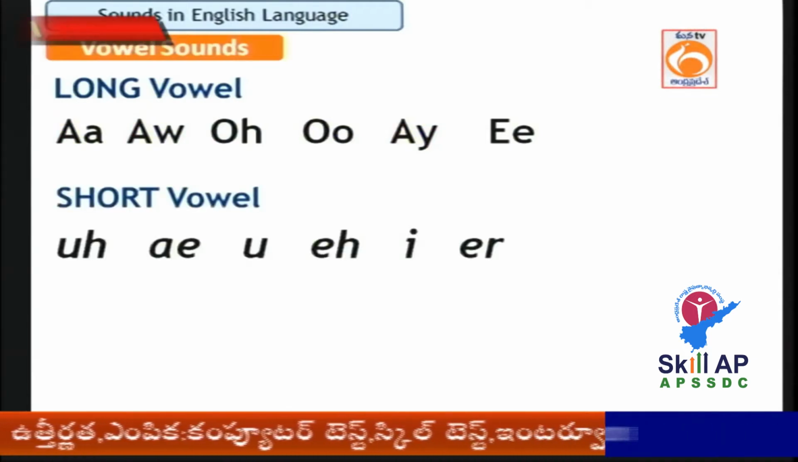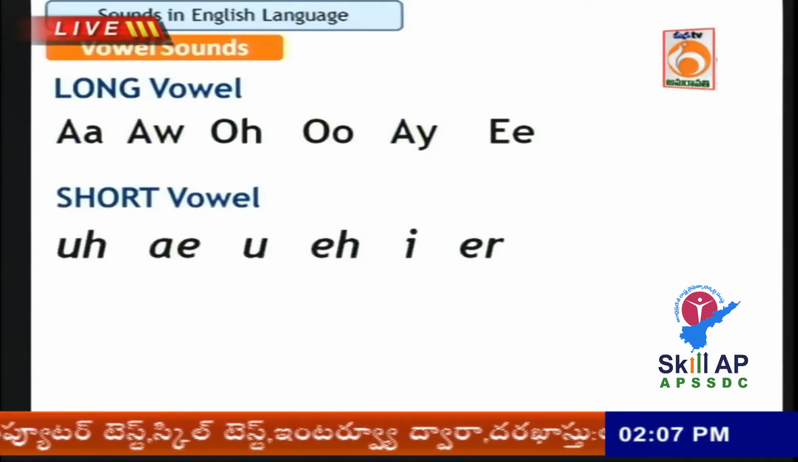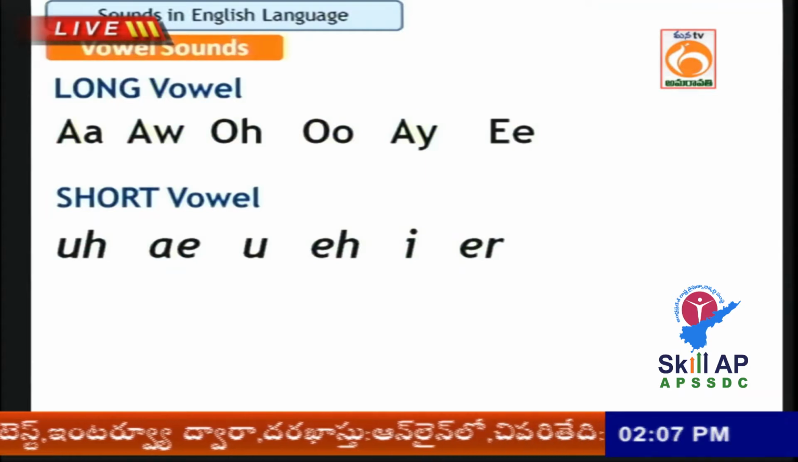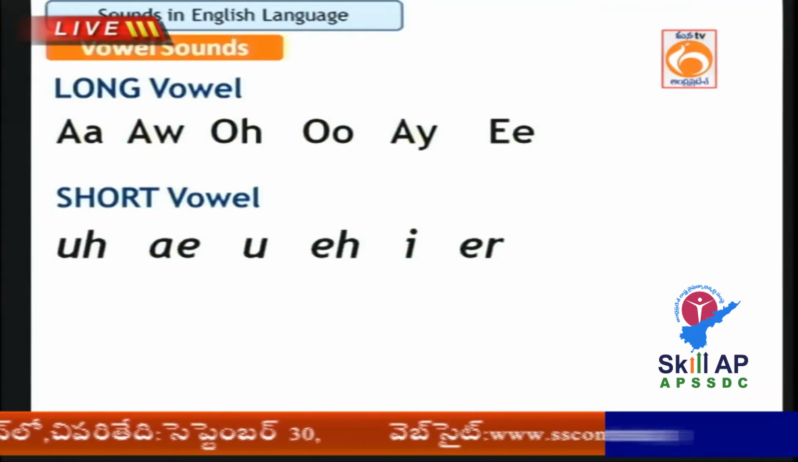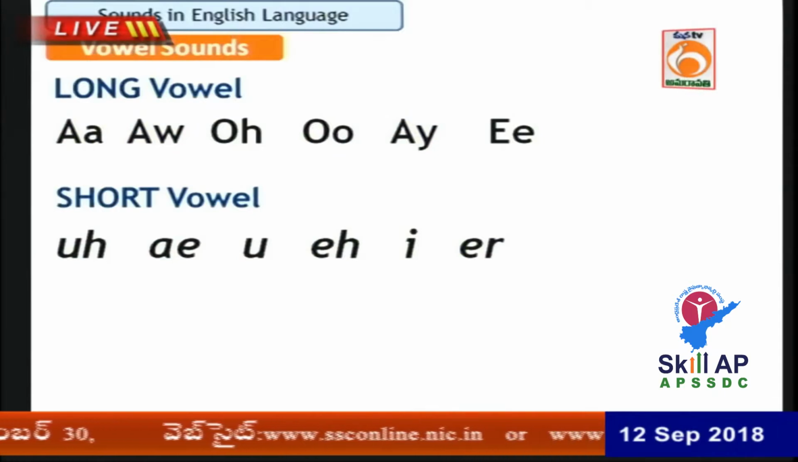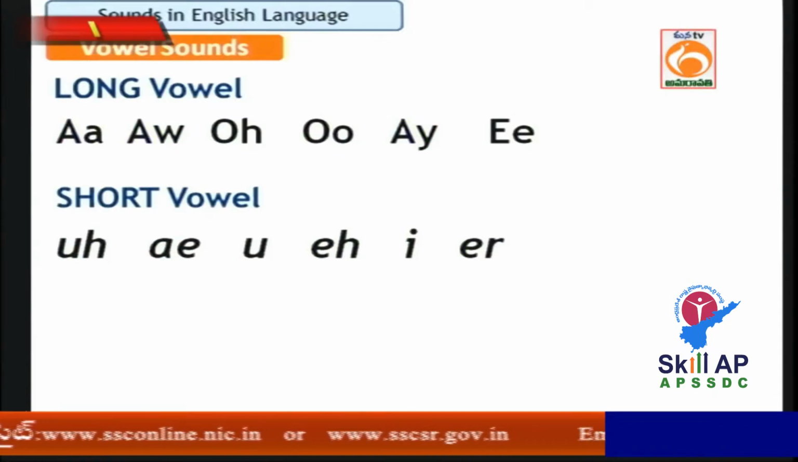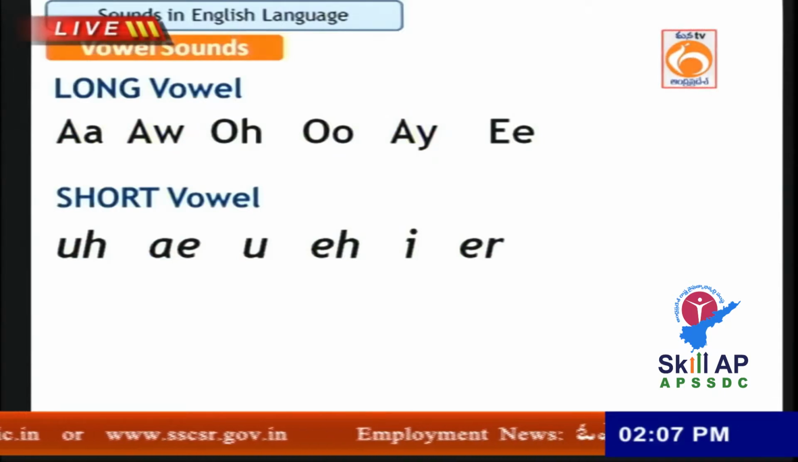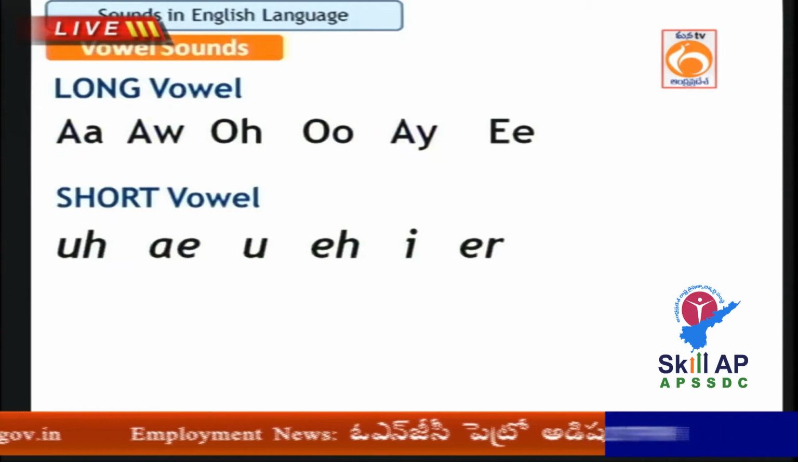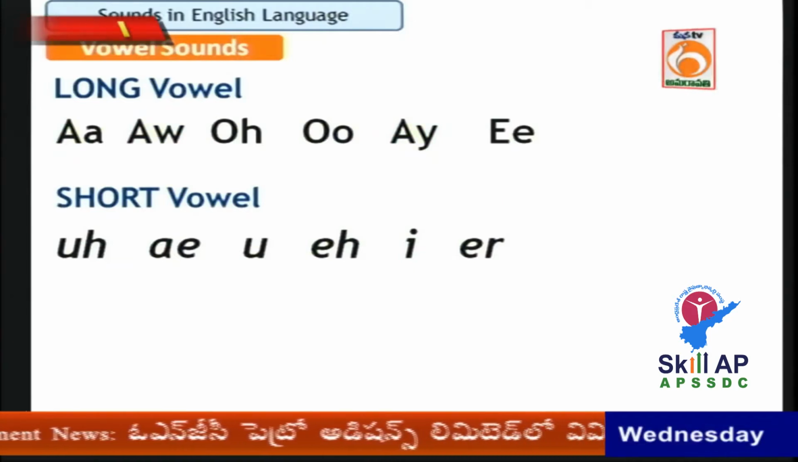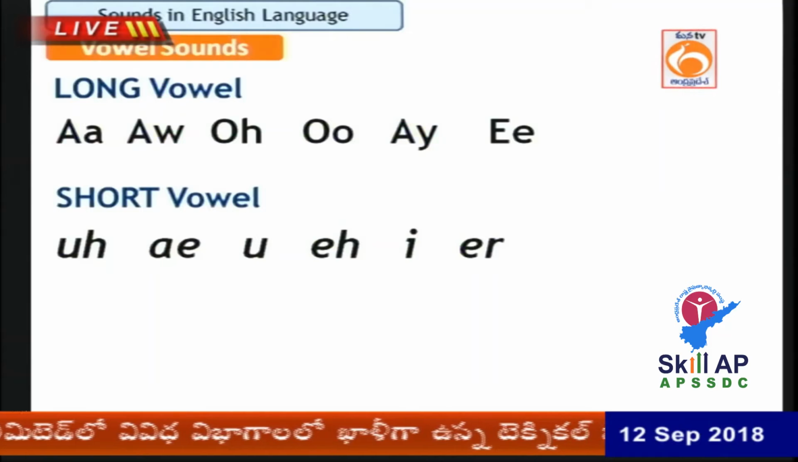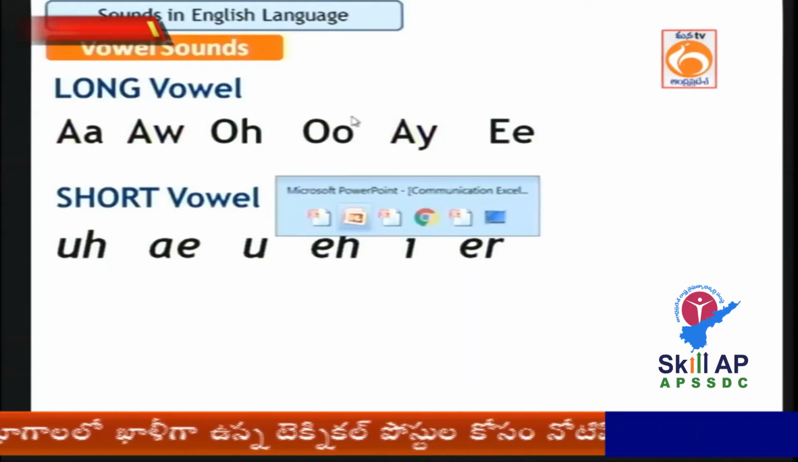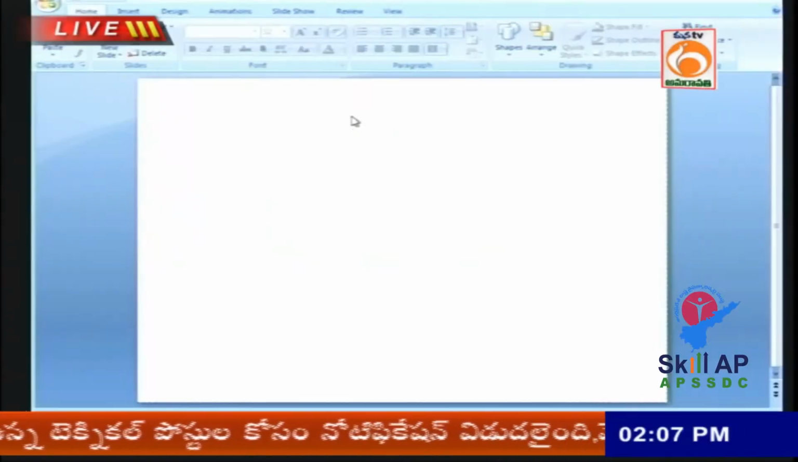Then we have the short vowel sounds. Like the long vowel, we have a short vowel. Then we have another one. So this is not the same as that one, this is different. Now this is confusing a little bit, so let me explain this in a better way with some demonstrations.